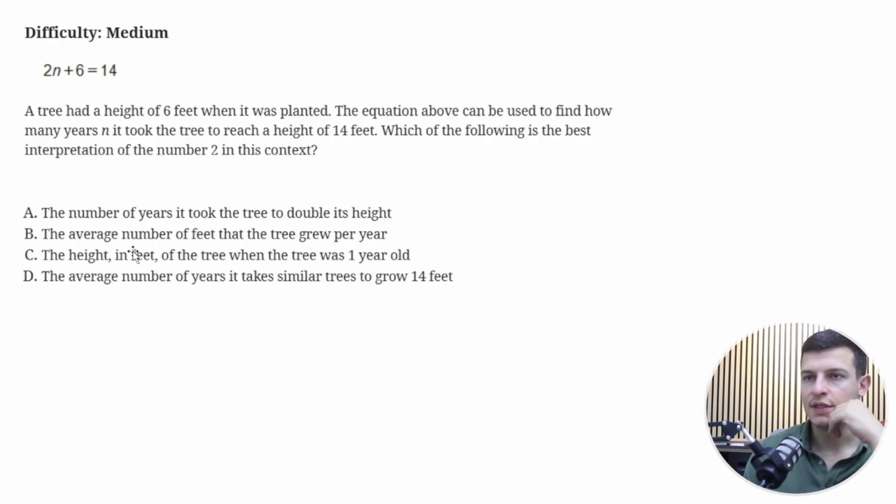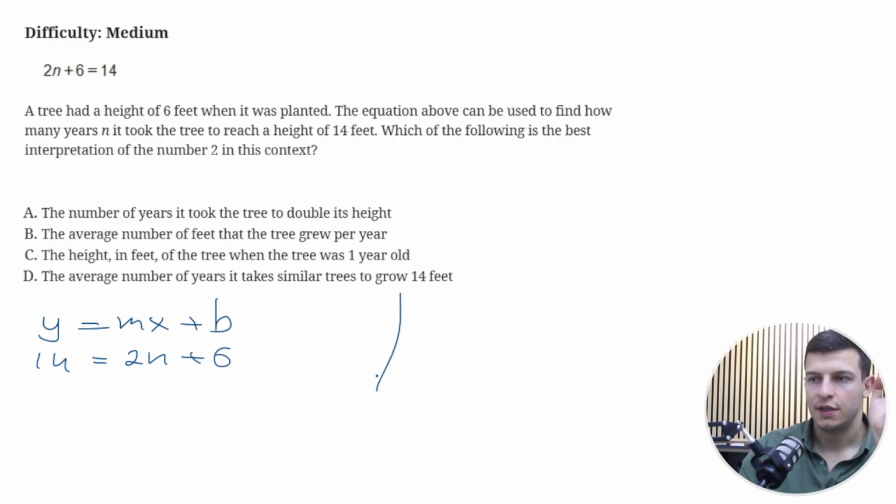Which of the following is the best interpretation of the number 2 in this context? So you can see, hopefully, that this is a linear equation type of thing. So we have y equal to mx plus b. Now y is 14 here. mx is our 2n and b is 6. So 6 is our starting point. If you want to think of it as an equation or a graph, it's like starting at 6 and then every year it will grow. So 2 is basically our slope.